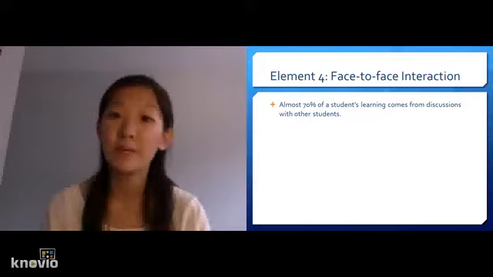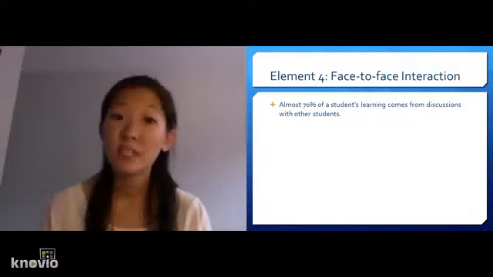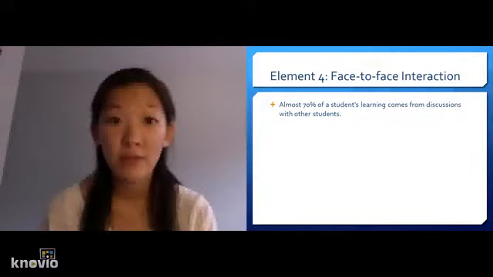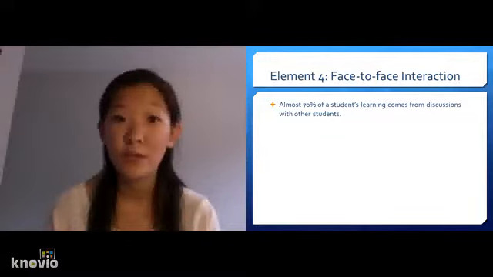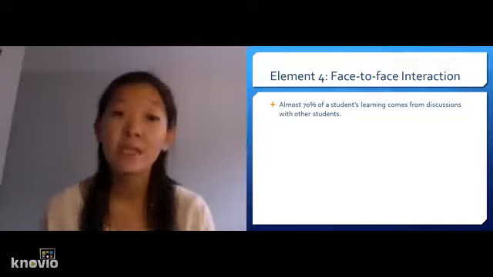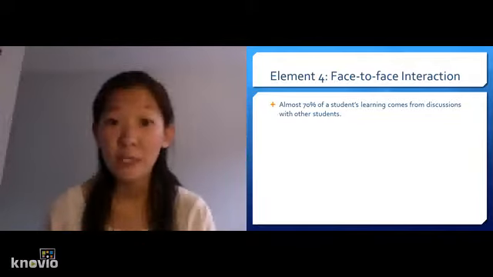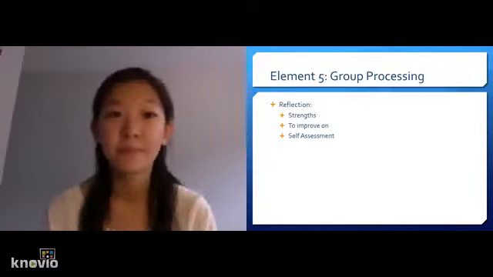The fourth element is the face-to-face interaction. This is the act of discussing, summarizing, elaborating with one another, and receiving feedback from one another. Research has found that almost 70% of a student's learning comes from discussions with other students. And allowing students to work in cooperative groups gives them a greater opportunity to have these face-to-face discussions with one another. And that ultimately improves their achievement.